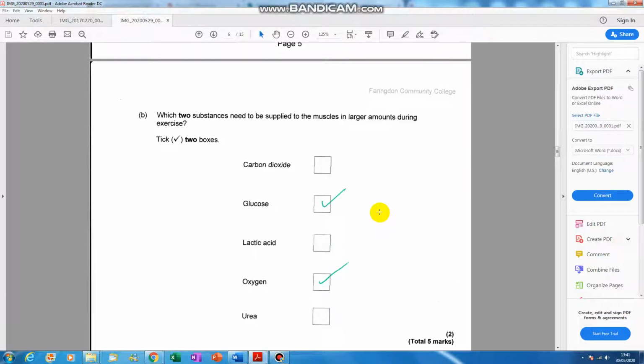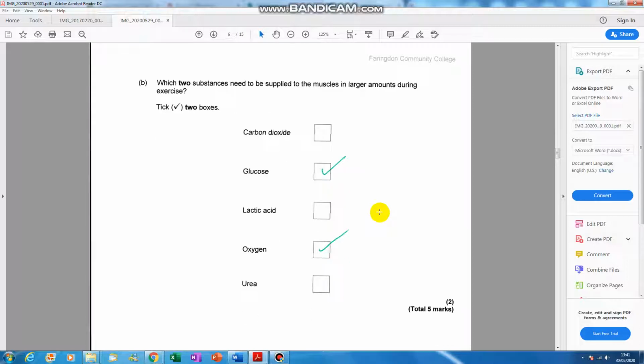Next one. 2 substances needed to be supplied to the muscles in larger amounts during exercise. So I said oxygen and glucose, and they're both right. So 1 mark for each.